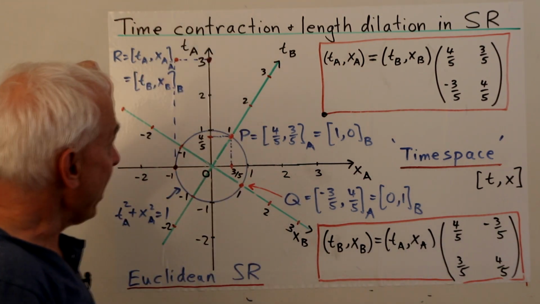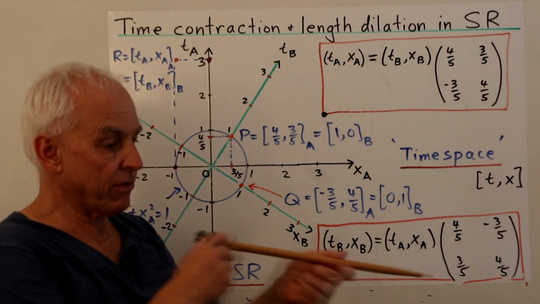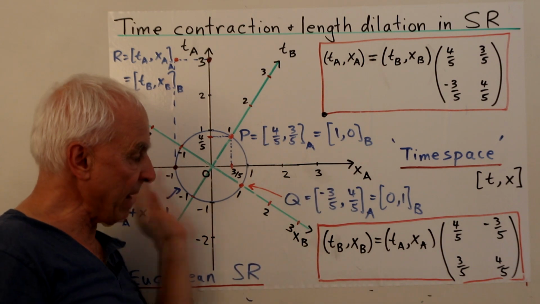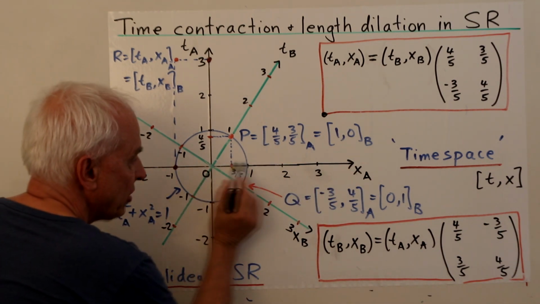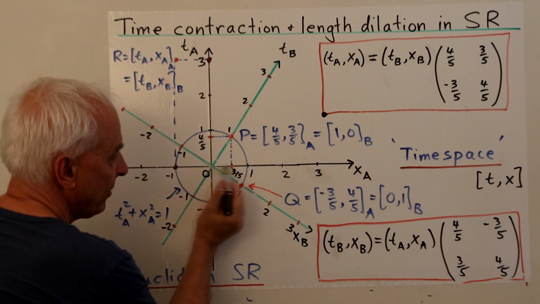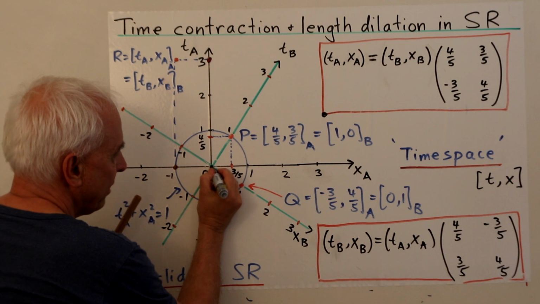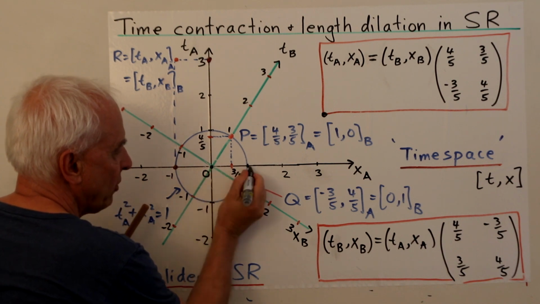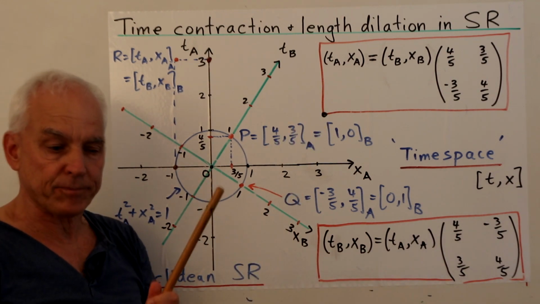That's time contraction. What about length dilation? Length dilation has to do with rulers. So now we're talking about the spatial direction here. So let's look at A. A has marked off the spatial component with this kind of thing here. You implicitly see something like a ruler, right? Say from 0 to 1. That's the basic unit of displacement that A is using.